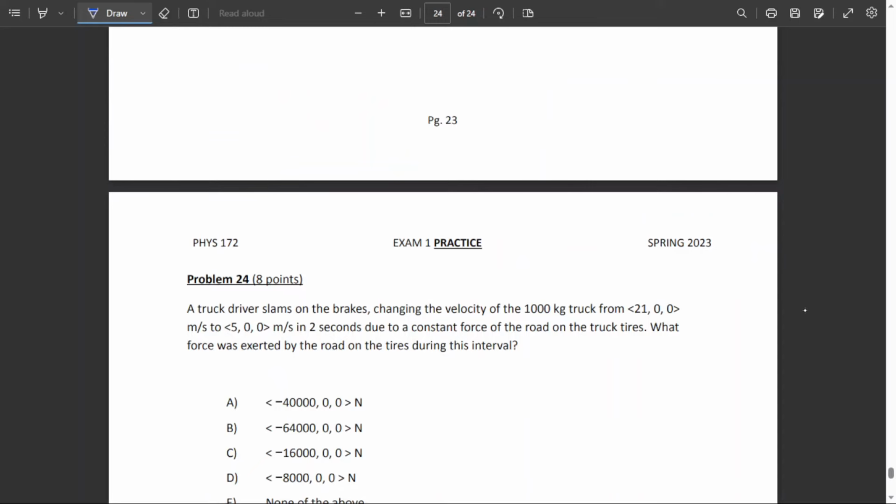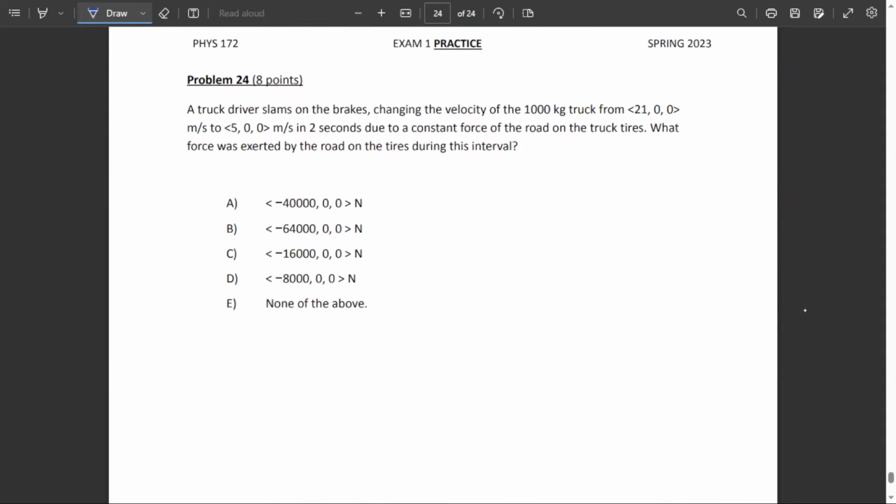And, oh, there's one more question, never mind. A truck driver slams on the brakes, changing the velocity of the 1,000-kilogram truck from 21 meters per second to 5 meters per second in 2 seconds due to a constant force on the road of the truck tires. What force was exerted by the road on the tires during this interval?